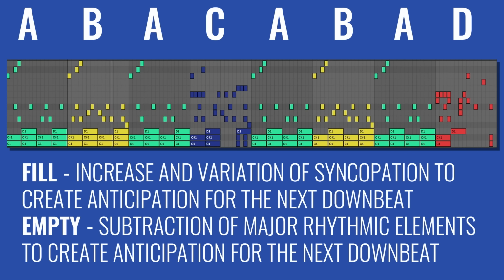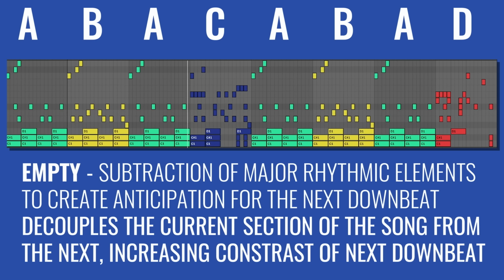The opposite of the fill is the empty, and while this can include a few extra hits for anticipation, it must include the subtraction of most, if not all, of the main rhythmic elements before the next downbeat. This creates a different form of anticipation, what I like to call a decoupling of the rhythmic elements between large musical sections.